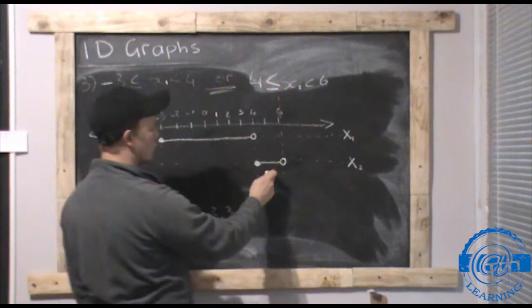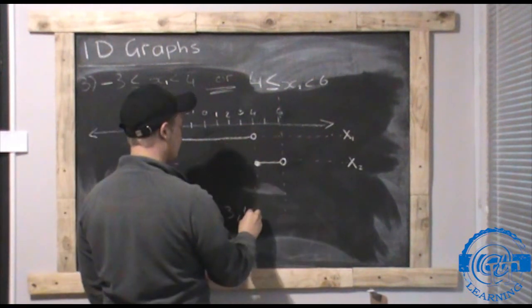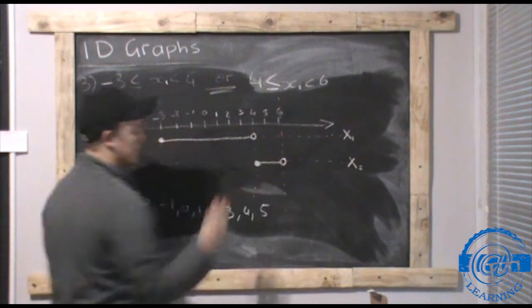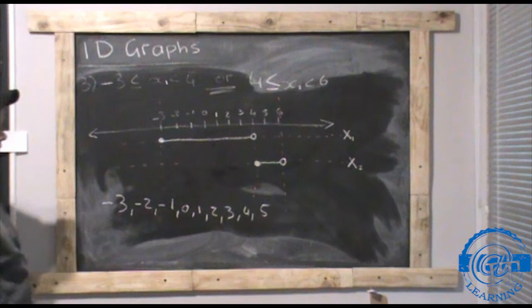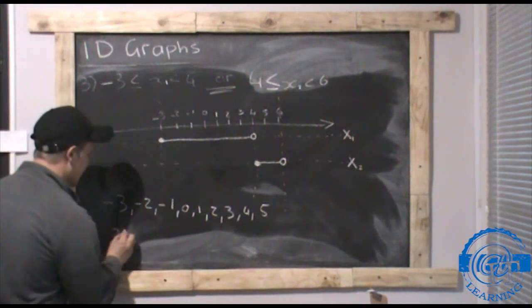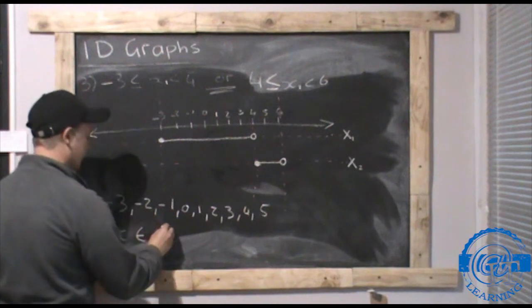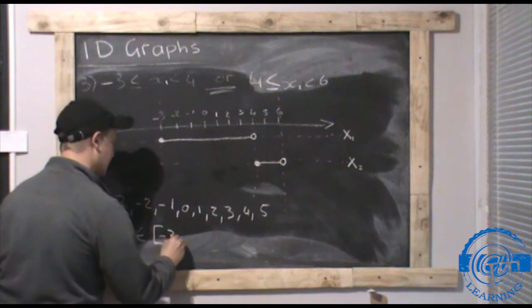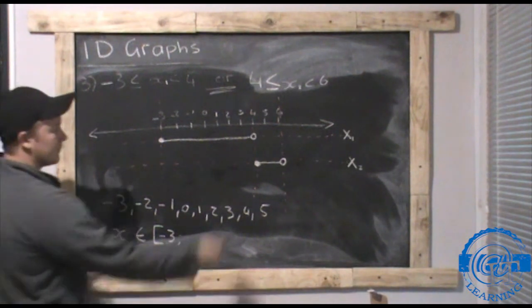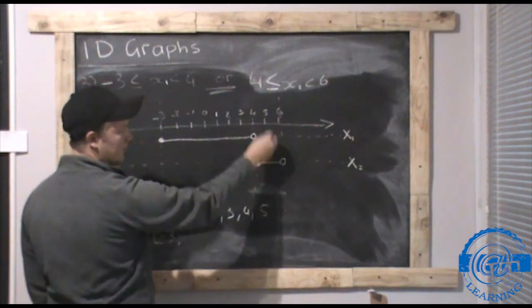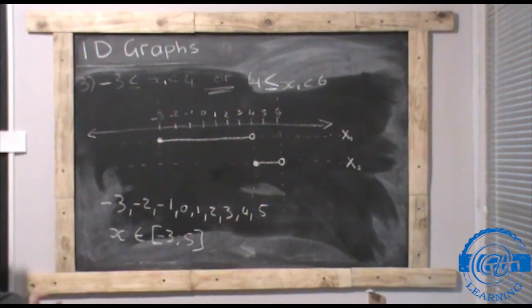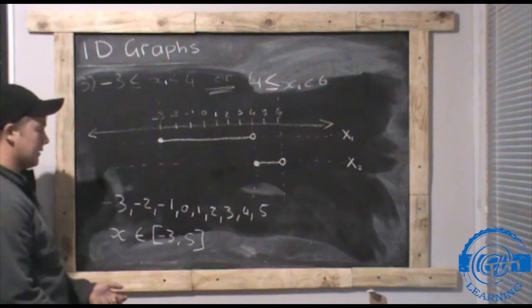Next graph. It's allowed at 4. It's allowed at 5. It's not allowed at 6. So you are allowed to go and write this now. X is an element of inclusive -3, inclusive 5. That's where the OR operator is used.